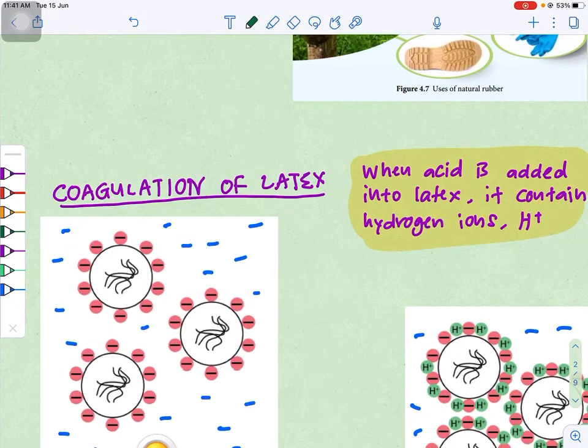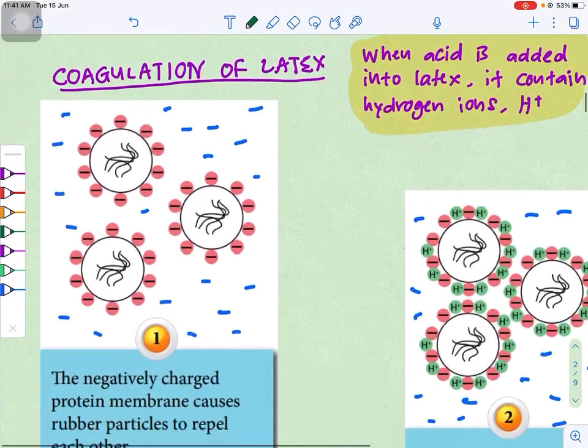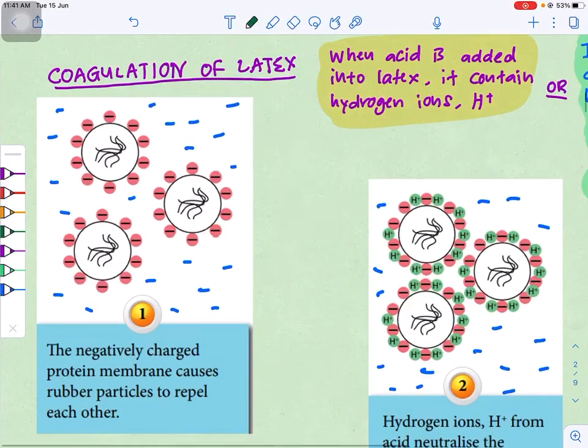Coagulate. Okay, the concept of coagulation. So this is the cross section of my rubber particles. I have 3 rubber particles: 1, 2, 3. Can I see them with my bare eyes? The answer is no, because they are too small. They are colloid because they are solid in liquid. So we cannot see them.